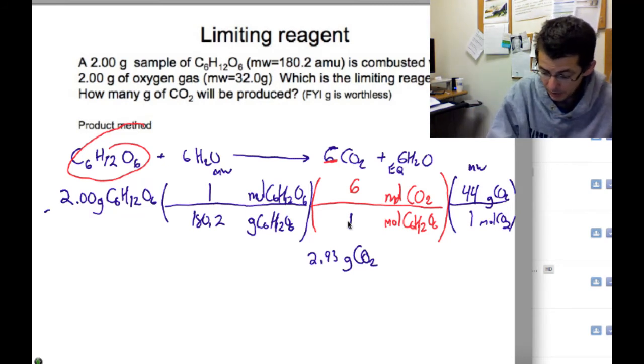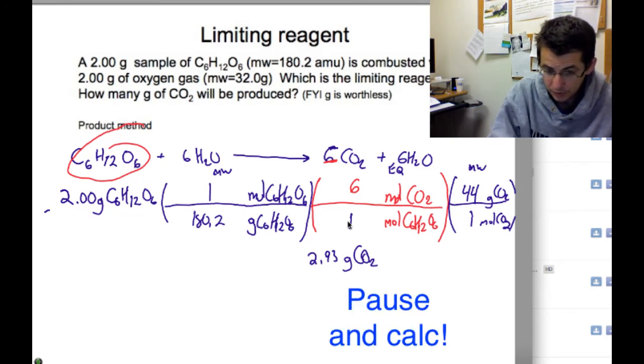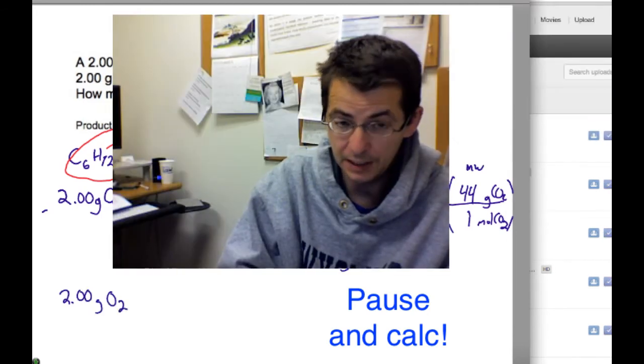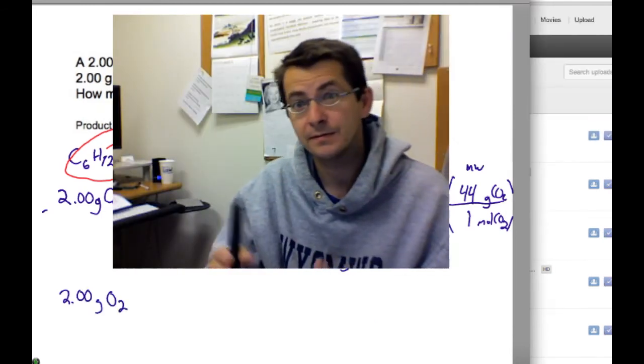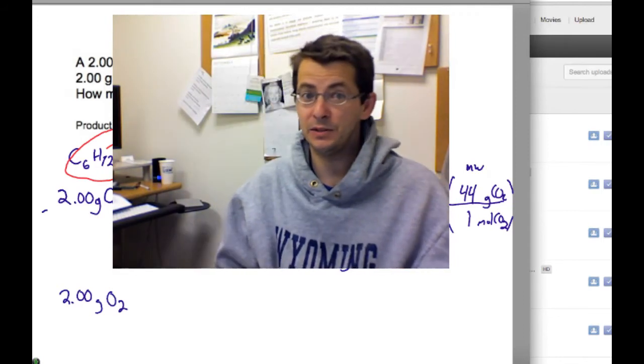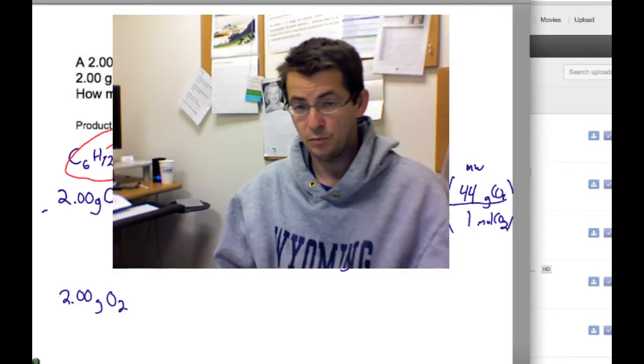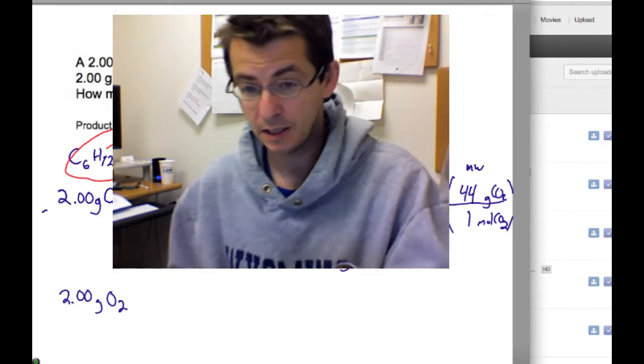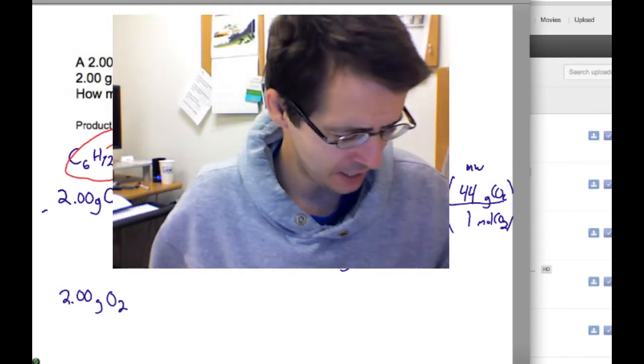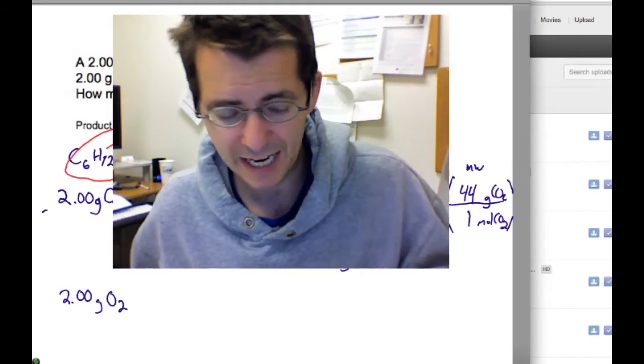You can set up a similar calculation for the 2 grams of O2. And I'll let you hit pause and then figure out this one yourself. I think it's right here. Pause button is right here.